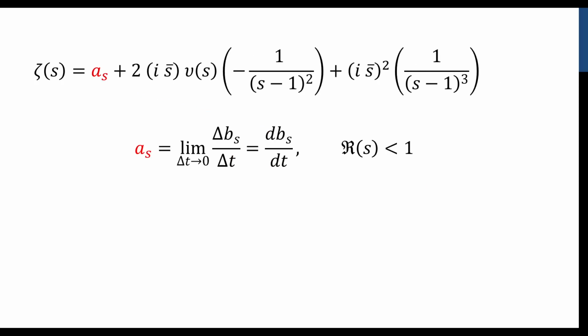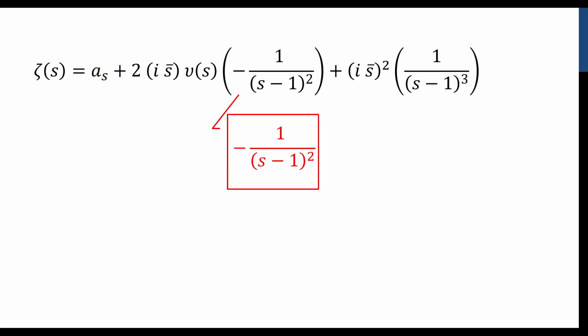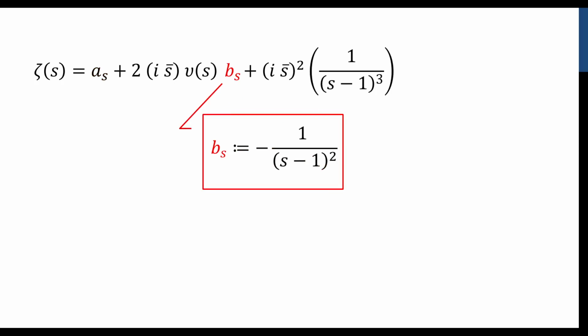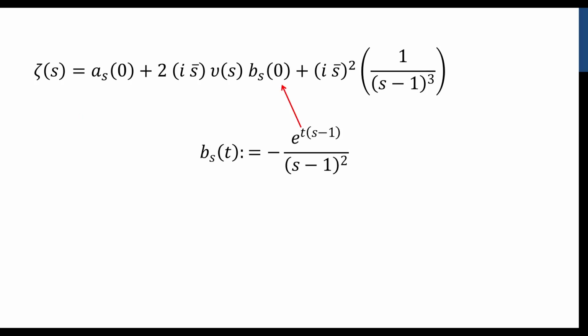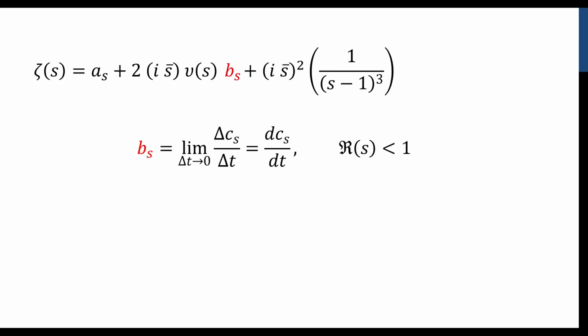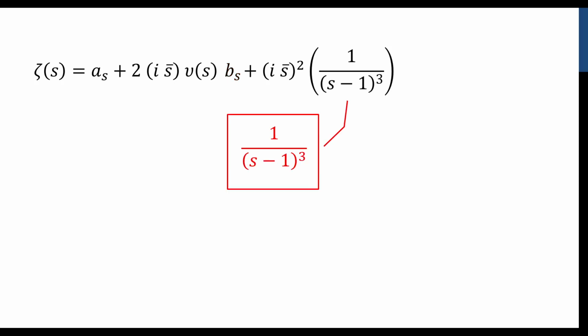Got it? But a of s is also the derivative of b of s. Well, what's b of s? It's the second term, okay? And in the same way, we defined that as b of s equals minus 1 over s minus 1 squared. And that also we get by integrating a sub s over t, right? So that's what I mean by having a derivative, okay? And at t equals 0, we get minus 1 over s minus 2 squared. Same thing in terms of b of s and c of s. It's also the derivative of c of s. What's c of s? It's 1 over s minus 3 cubed in the third term.